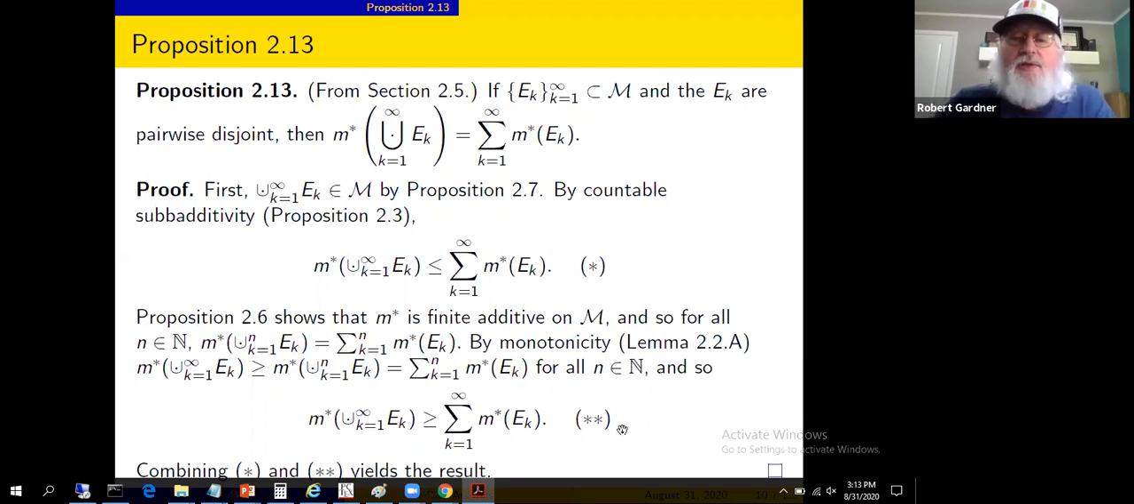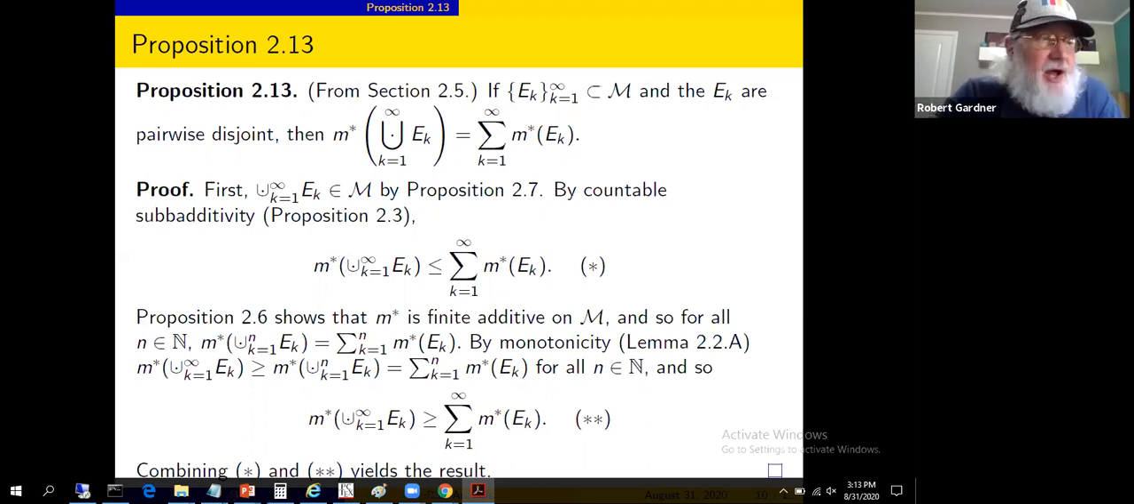Combining star and star star, there's your equality. So under these conditions, we get the outer measure of the disjoint union, countable disjoint union, equals the sum, there it is, equals the sum of the measures, as it ought to be.